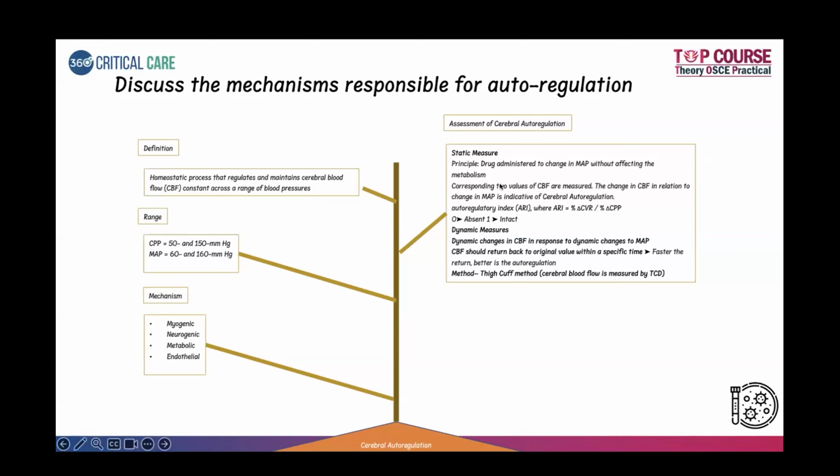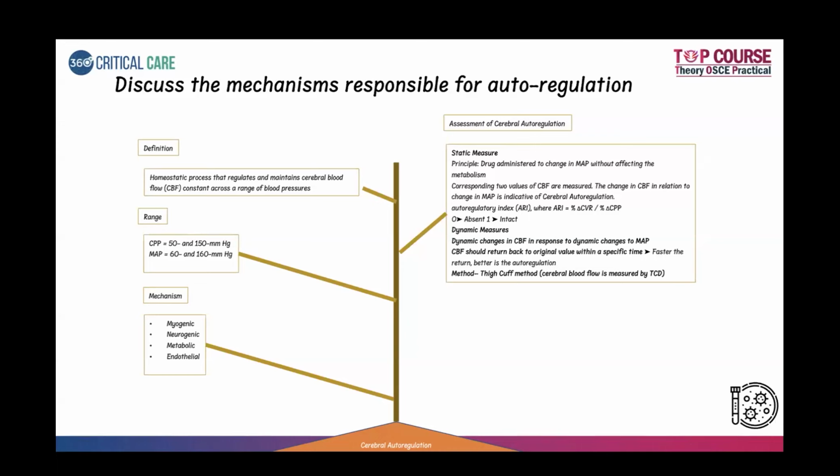But the question in the exam can be like, if you're talking about the physiology, then they can ask you how you measure cerebral autoregulation. In that case, you need to know a little bit of this. Now, the dynamic measure looks at the dynamic changes in cerebral blood flow in response to dynamic changes in MAP. Cerebral blood flow should return back to the original value within a specific time, even if it changes with abrupt changes in the mean arterial pressure. That should change on its own back to its baseline.